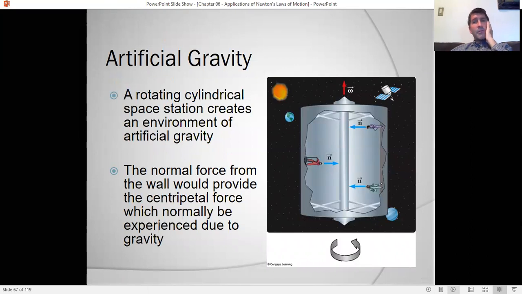Now, we can actually create an effect comparable to gravity in space using normal force. Here's a rotating cylinder. This is a cylindrical space station. And one of the big problems that astronauts face in being in space for a very long period of time is the lack of weight makes your muscles atrophy, makes your ligaments and tendons become weaker, and reduces the density of your bone. Your body's basically greedy. If you're not using it, you lose it.